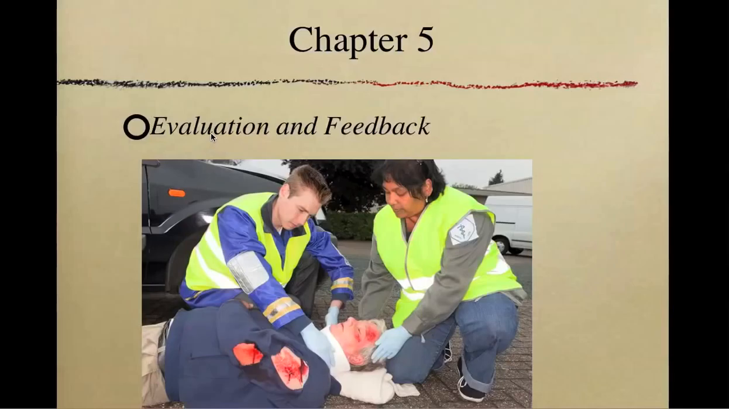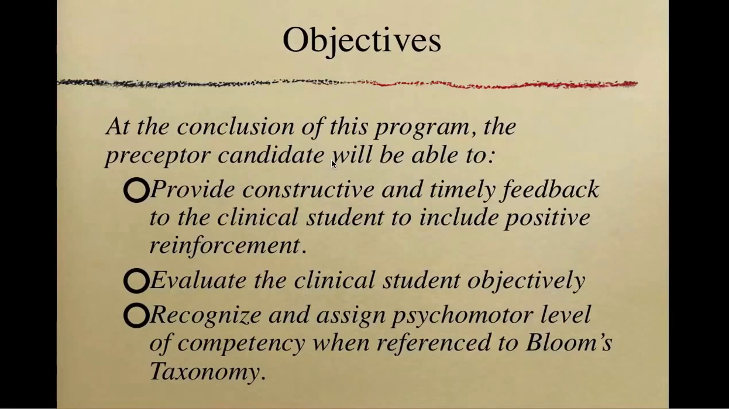Welcome to Chapter 5 of the Platinum Planner Preceptor Training Program. In this chapter, we'll talk about evaluation and feedback. There are 7 objectives to this chapter.